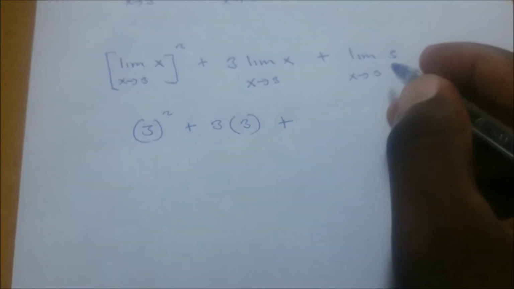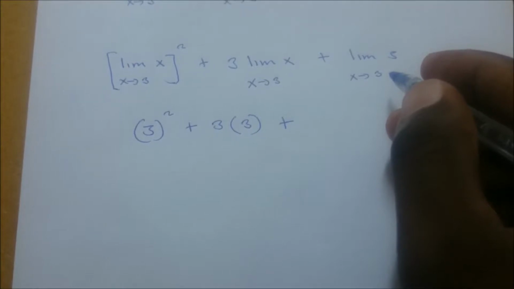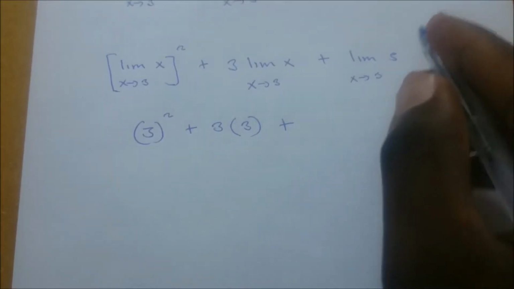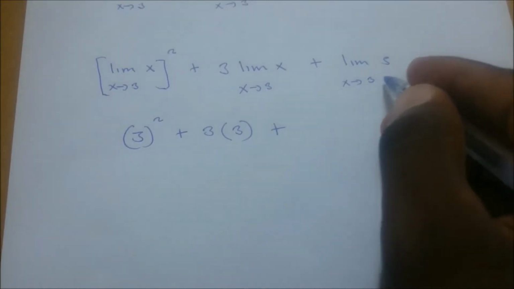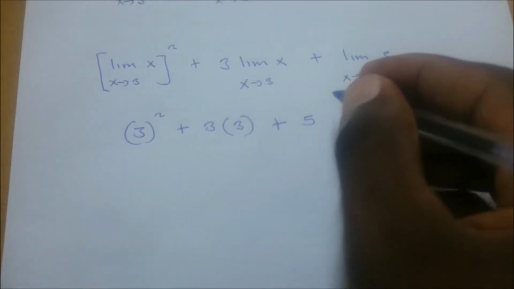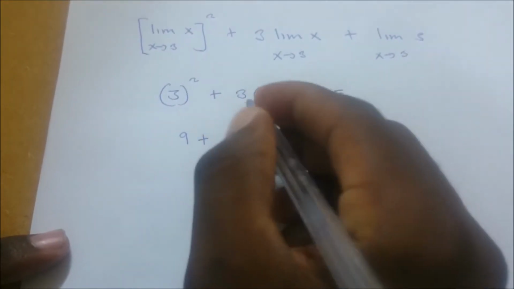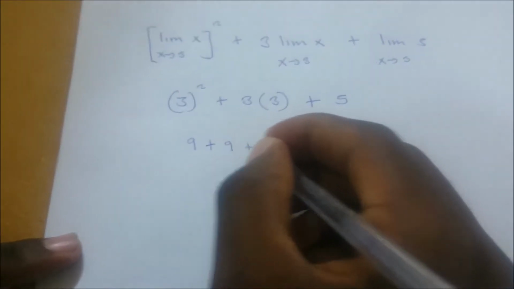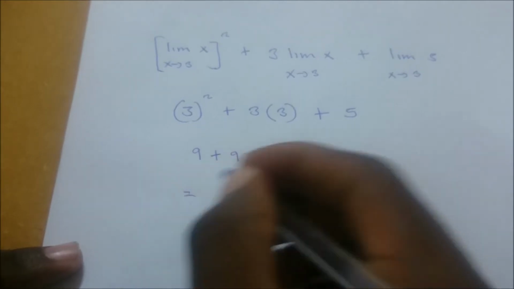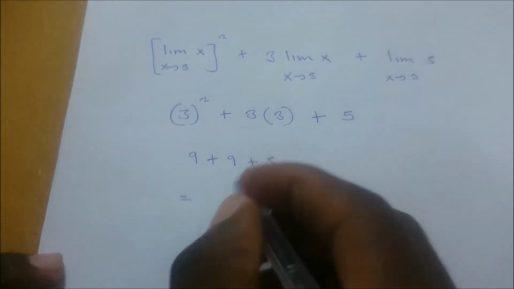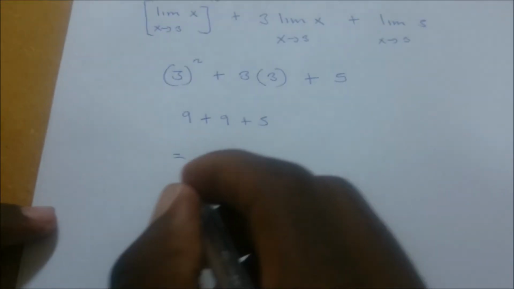Plus, then we are saying that the limit of c, where c is any number, as x is approaching a is c. So the limit of a constant is always that constant. So here the limit of 5 as x is approaching 3 is 5. Therefore we're going to have 3 to the power 2, which is 9, plus 9, plus 5. Then this one will give us 18, 23. So this is the limit, right?